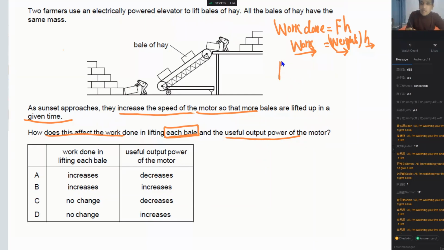Now we need to understand power. So power is equal to work done over time. So power is work done over time. Work done is the same, we have already discussed. Now we need to understand time.